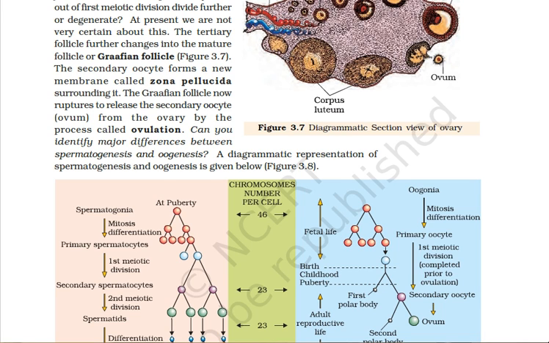The secondary oocyte undergoes the second meiotic division and forms one large ovum and a very small second polar body. The first polar body also divides again by mitosis and forms two more polar bodies. Thus, from one primary oocyte, one large ovum and three polar bodies are formed.